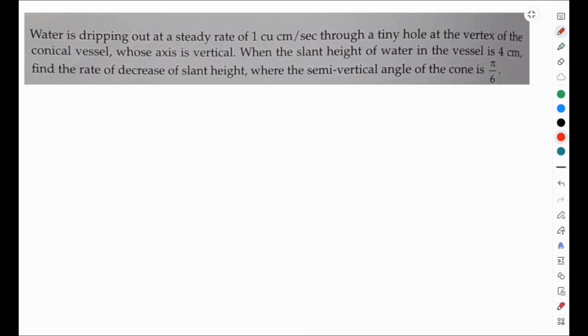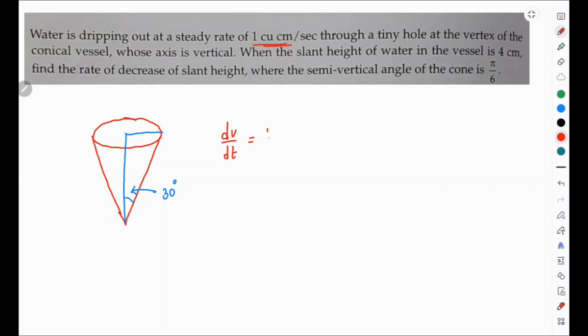Now, in this question, what they're trying to say is, there is an inverted cone where the water is dripping from the tip, and they have given that the semi-vertical angle is pi by 6, which is 30 degrees. So here you get 30 degrees. And what else is given is 1 centimeter cube per second. So dV by dt is 1 centimeter cube per second, and water is coming out from this vessel.